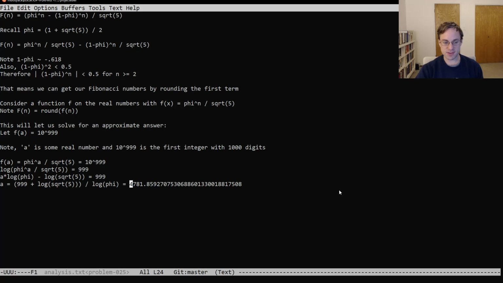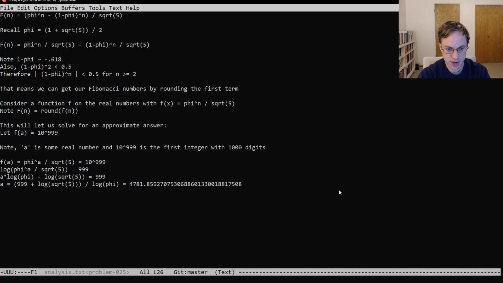As you might expect, this is not an integer, and so this does not correspond to a Fibonacci number. That is, any Fibonacci number is going to have an index that is an integer, and so this cannot be our solution. But what we can show is that our solution must be either 4,781 or 4,782. And so why is that? It might seem intuitive that that would be correct, but we need to actually prove it.